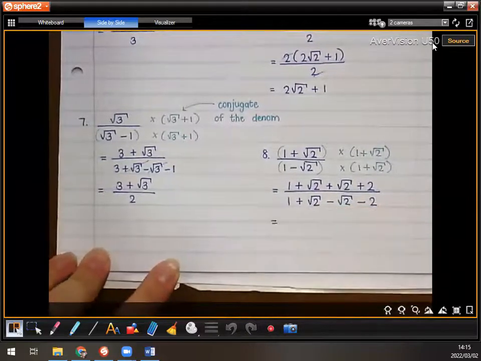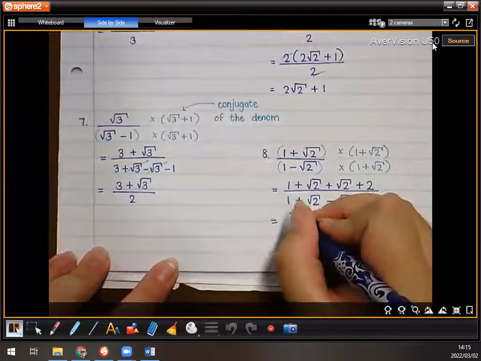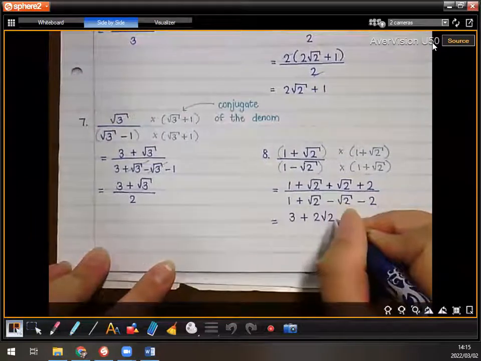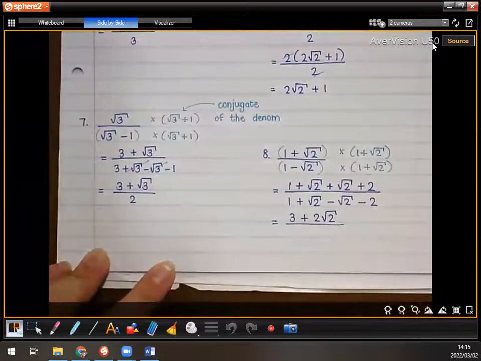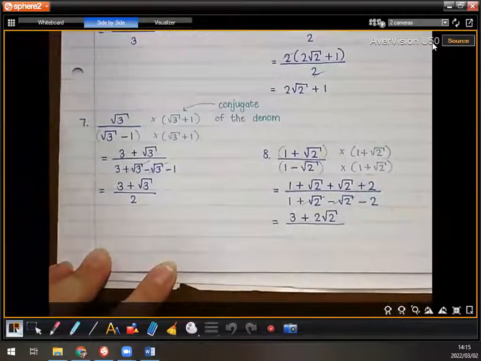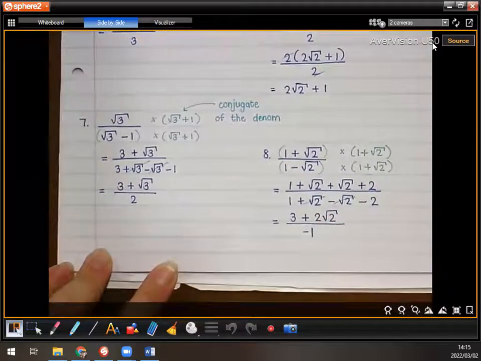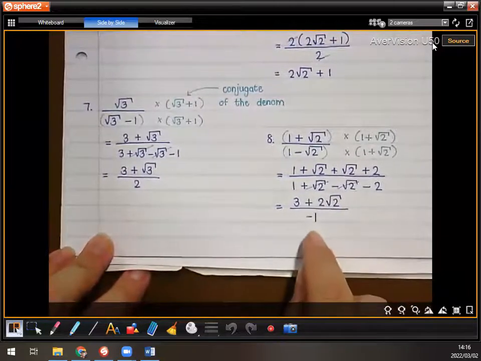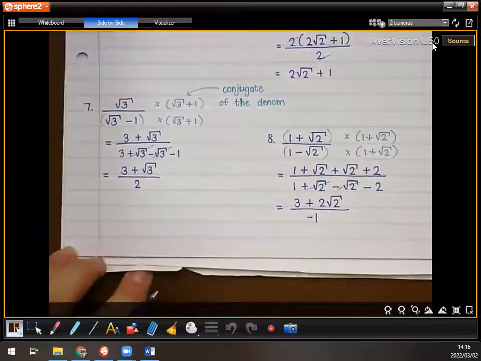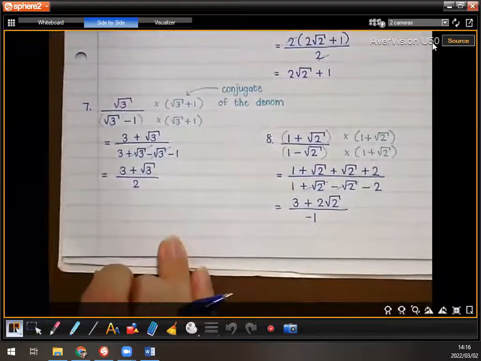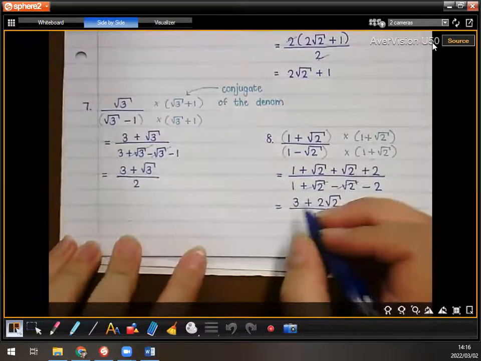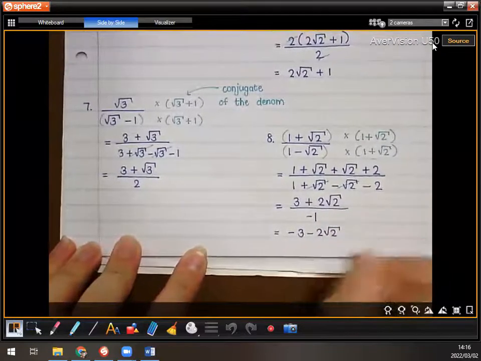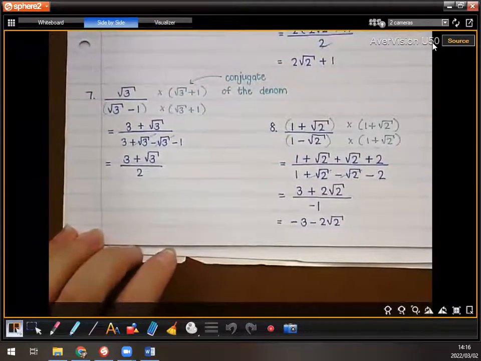You have to simplify. So we have 1 plus 2, which is 3. And root 2 plus root 2 is 2 root 2. Okay, at the bottom, those terms are going to go away. And we have 1 minus 2, which is negative 1. Now guys, I'm actually not going to leave it like that, right? Because if you are dividing something by negative 1, what happens? The signs just change, right? So I can actually just write this as negative 3 minus 2 root 2. So that is your final answer in that case.